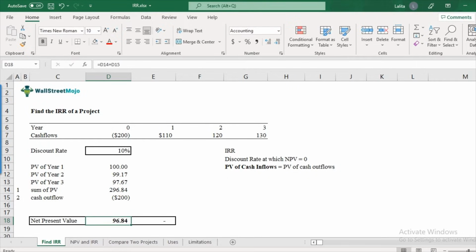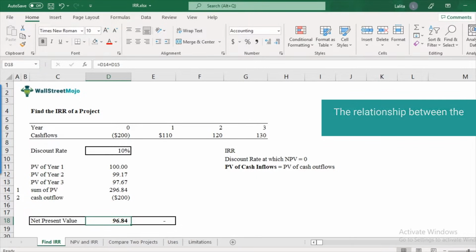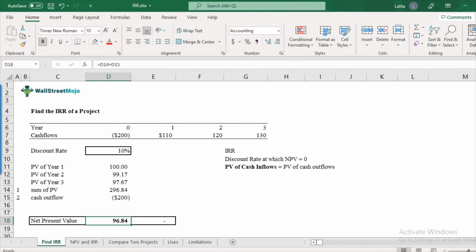So in this case, what has happened is we got a net present value which is positive, right? Now we also know that discount rate and net present value are inversely proportional. So as you slowly increase the discount rates, your net present value should decrease. And we have to come to a point where your net present value is 0, and that will be your internal rate of return.